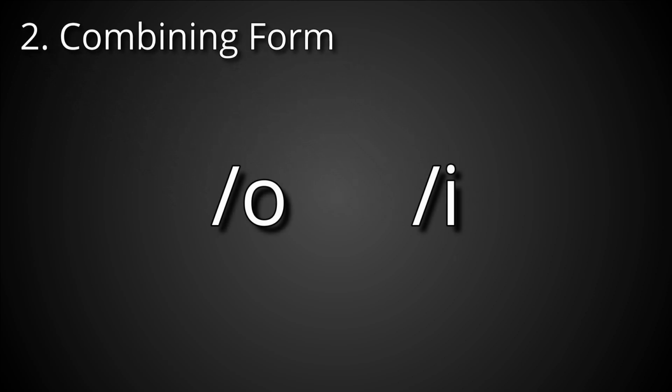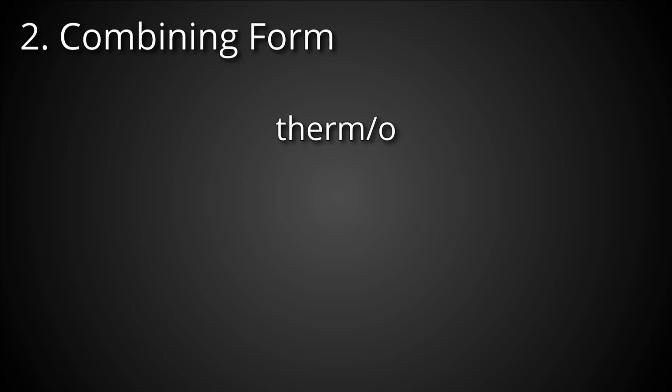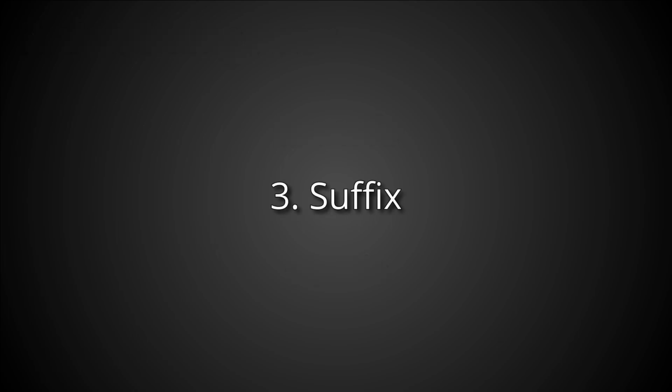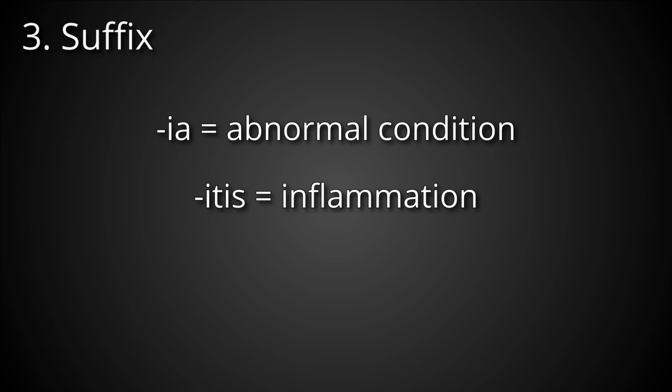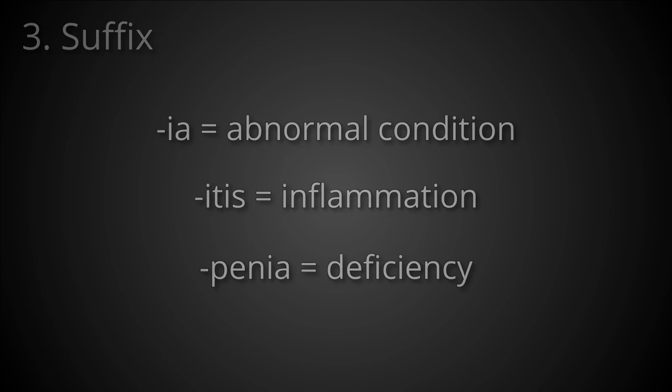Combining forms are word roots with a combining vowel at the end, typically indicated by a backslash in medical textbooks. Examples would be thermo, gastro, and cardio. Next up, there's the suffix, which usually, but not always, means the procedure or condition. They always come at the end of the word with a hyphen in front of it. For instance, ia means abnormal condition, itis means inflammation, and penia means deficiency.